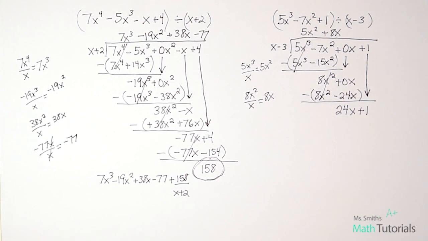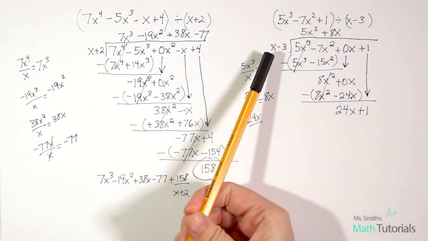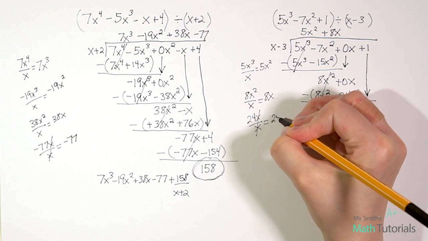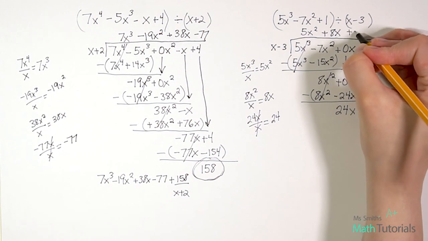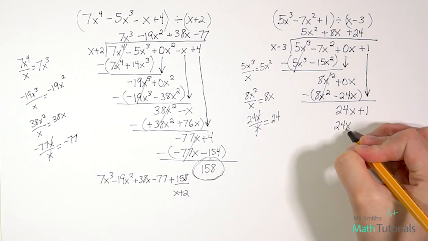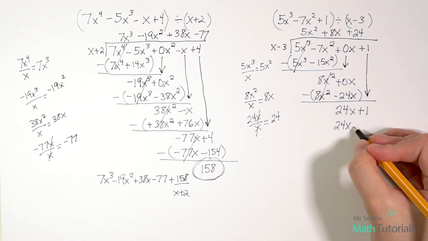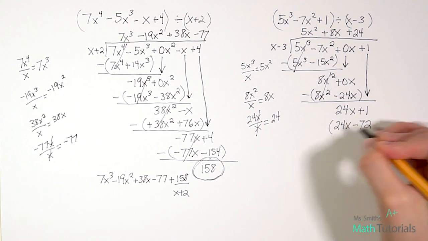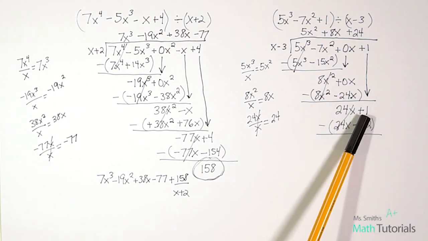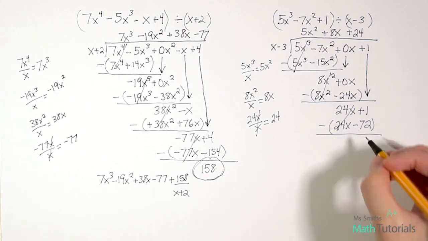So we're going to do this process one more time. So 24x divided by just a plain old x. Our x's cancel, and we're left with just 24. So we end up with our plus 24. 24 times x is 24x. 24 times negative 3, that's actually a negative 72. All right, we want to subtract the whole thing. Our 24x's cancel, and then our 1 minus a negative 72, it's like 1 plus 72, which is a 73.